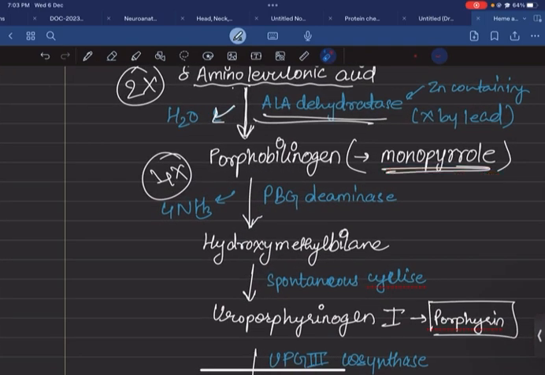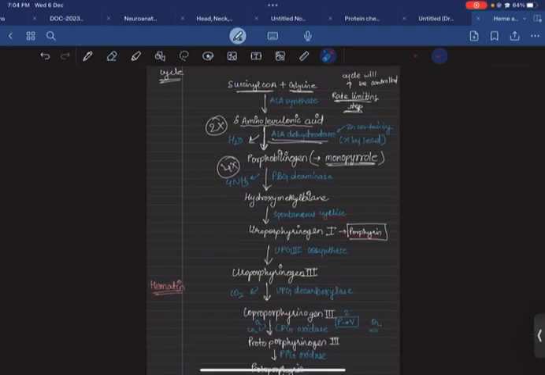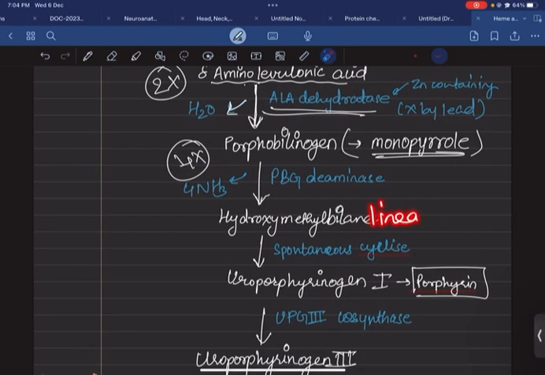Now we want to form a tetrapyrrole, right? Now obviously, since porphobilinogen is a monopyrrole, to form a tetrapyrrole we need 4 porphobilinogen. That's exactly what we do. We take 4 porphobilinogen, remove an NH3 group from them and form a linear compound. This is a linear compound, remember. This is called hydroxymethylbilane, or HMB. This is a linear compound, very important. And then this will spontaneously cyclize to form uroporphyrinogen 1.